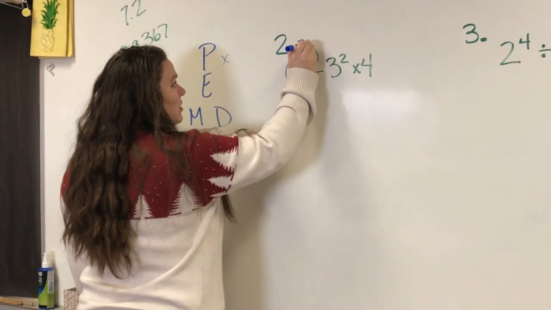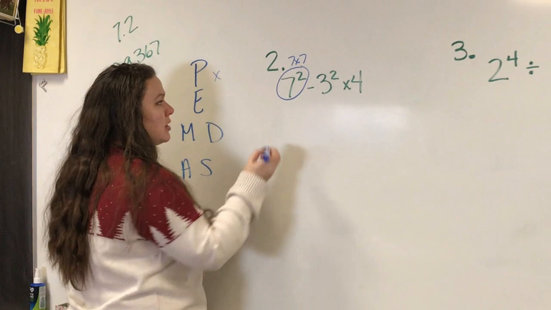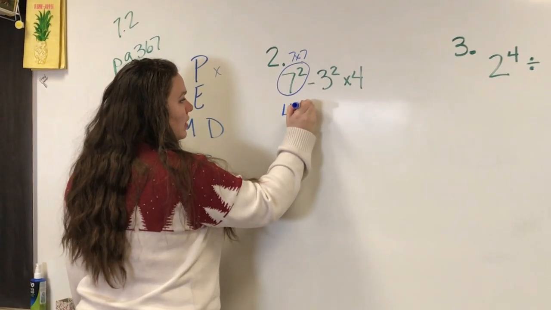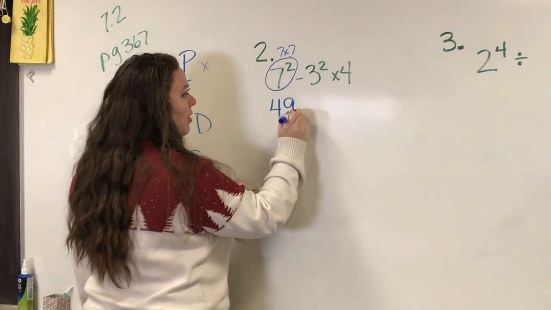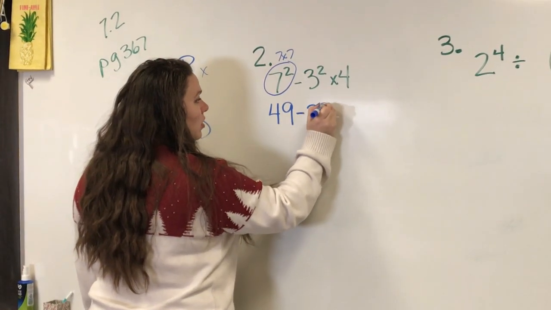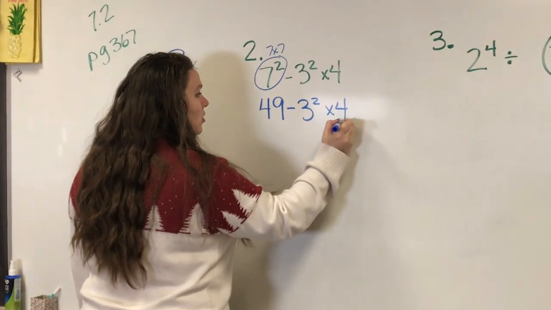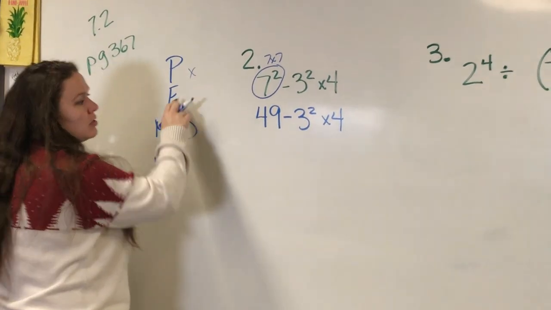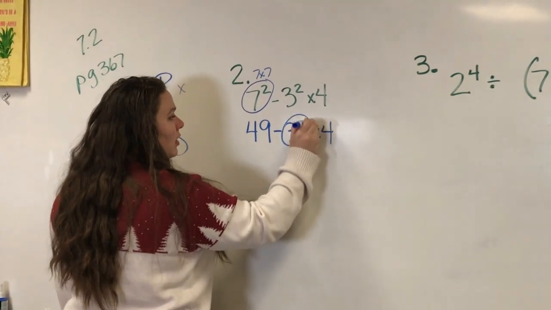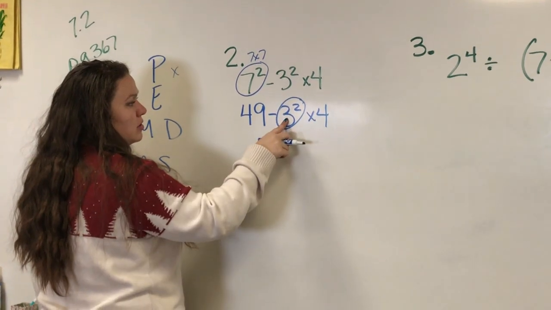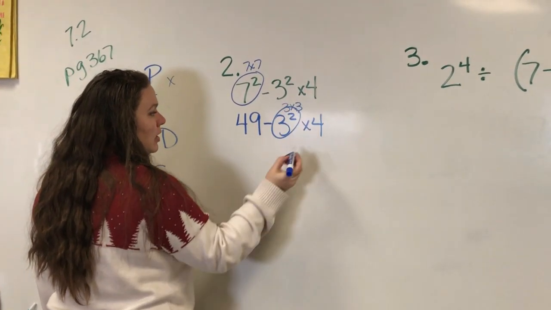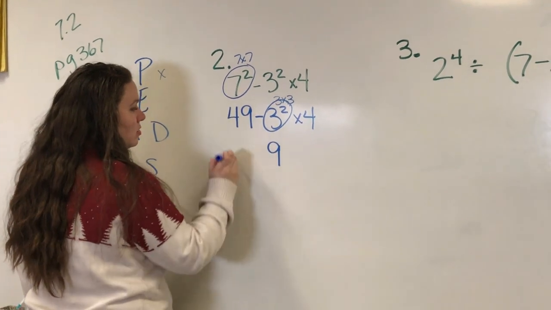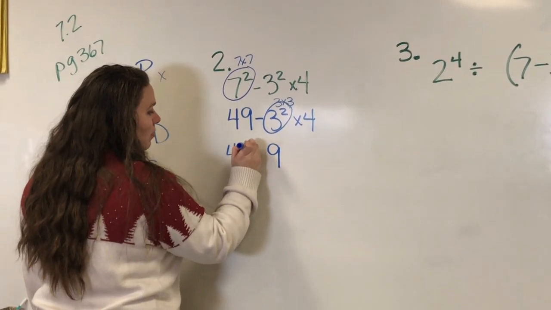This is written 7 times 7. 7 times 7 is 49, and like the wheel said, I'm going to rewrite the problem after I do each step. Okay, am I done with exponents? No, I am not. I see another set of exponents. This is 3 to the 2nd power. That's equal to 3 times 3, which is now 9. So, I'm going to rewrite my problem.